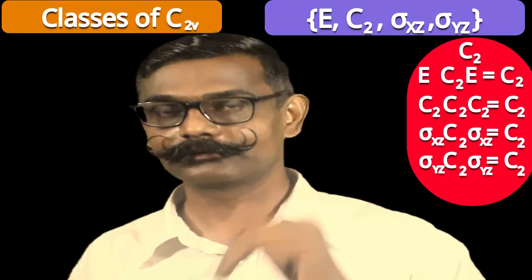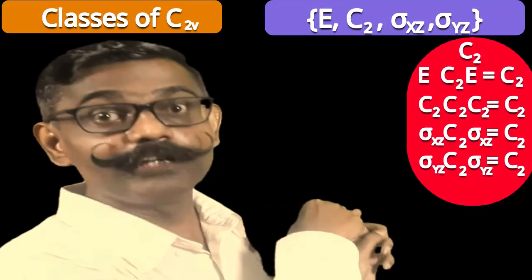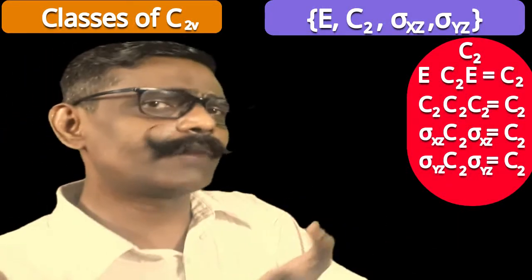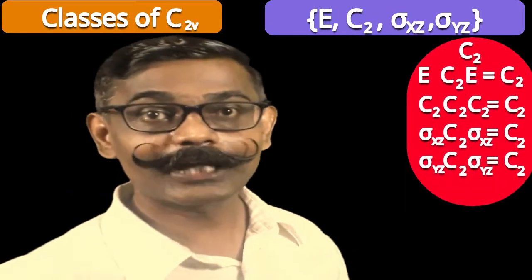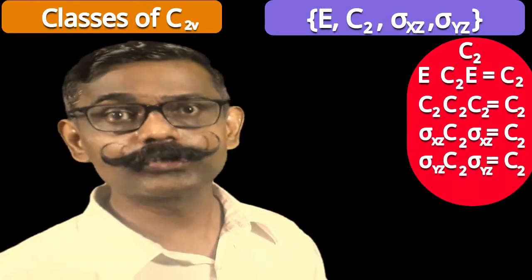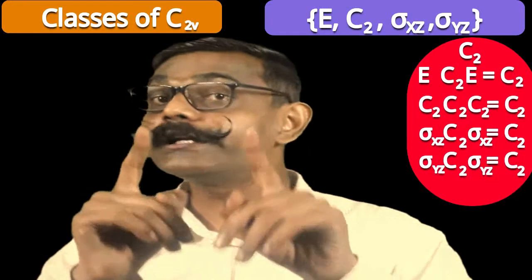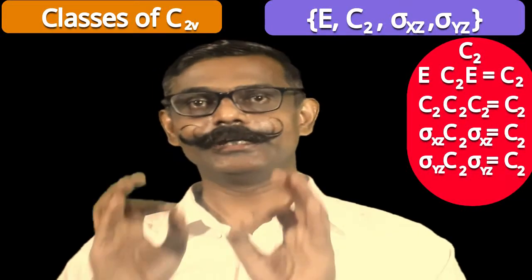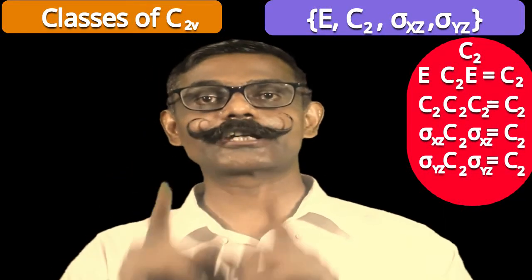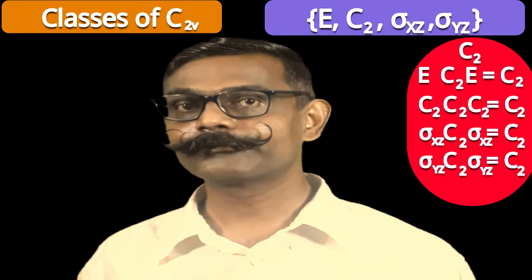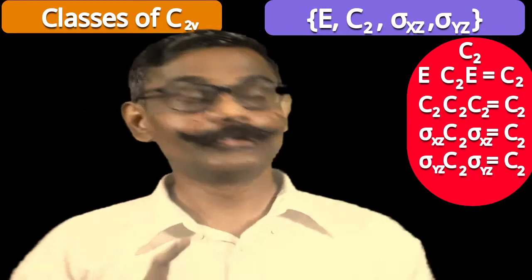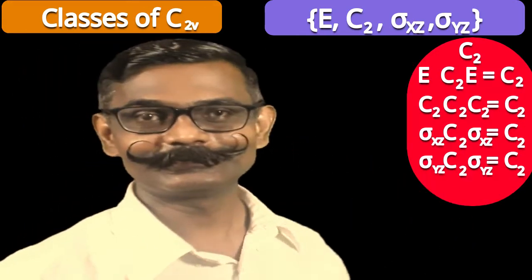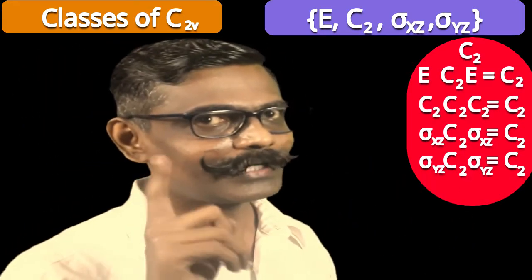Now see the third, sigma xz. What is the inverse of sigma xz? Sigma xz. Therefore sigma xz into C2 into sigma xz. What is the answer? C2. How do we obtain that? The multiplication table will help us. See, in the multiplication table, sigma xz into C2 is sigma yz, and then sigma yz into sigma xz is C2. Therefore the answer is C2 here. Are you understanding the multiplication table and its application?